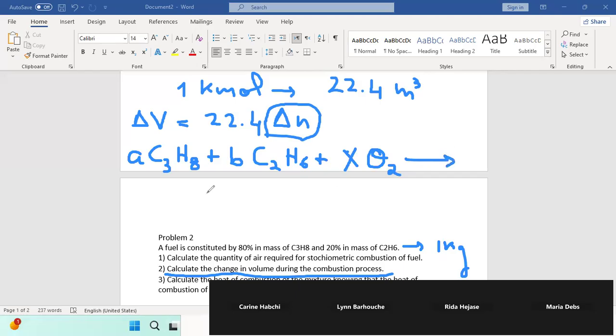That will give me CO2 and H2O. For CO2, we said that the coefficient will be 3A plus 2B times CO2. And for H2O, it will be 8A over 2, so 4A, plus 6B over 2, so plus 3B, H2O.